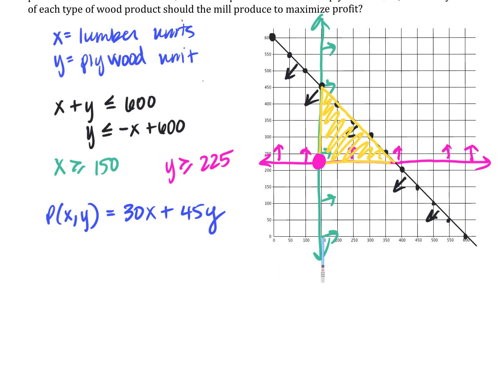How far right do we go? 150. How far up do we go? You got it. So I'm going to save ourselves a little time. We're going to write P 150, 225. Let's not solve it yet. Let's just go get those different points before we plug them in. How about this one up here? 150, 450? Is that looking like 150, 450?